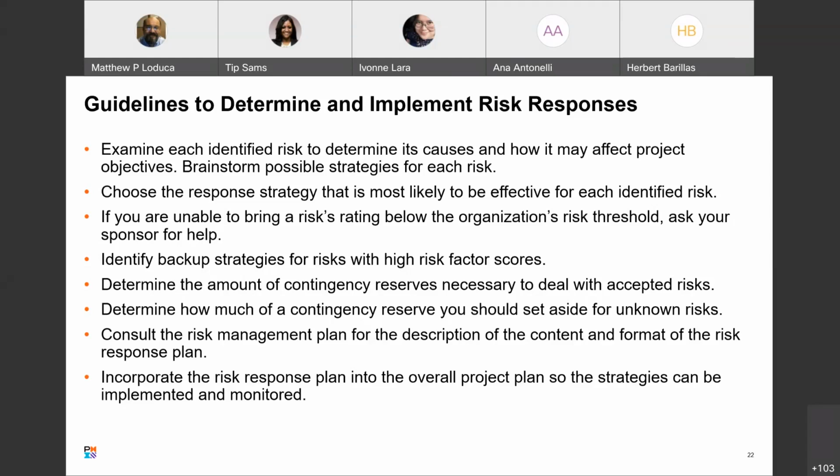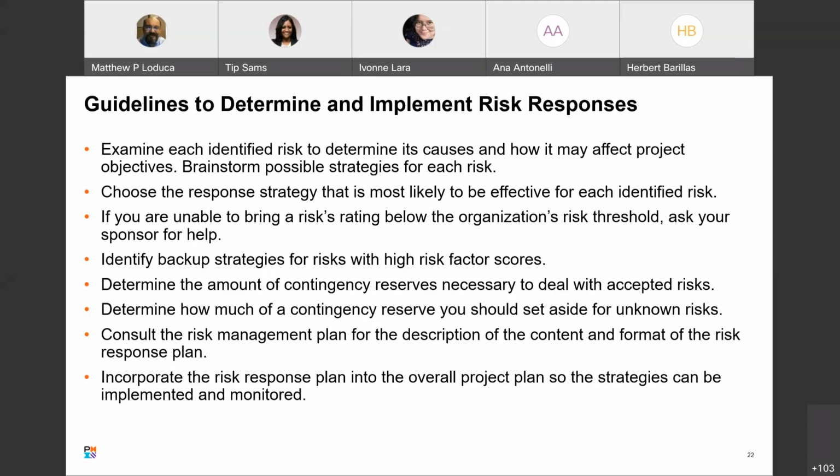Determine the amount of contingency reserves necessary to deal with the accepted risk. We talked about that a lot. I'm just pointing that out again. Once you've figured out this particular task that you're going to do and the risk that's associated, how much money do I need to deal with that accepted risk?